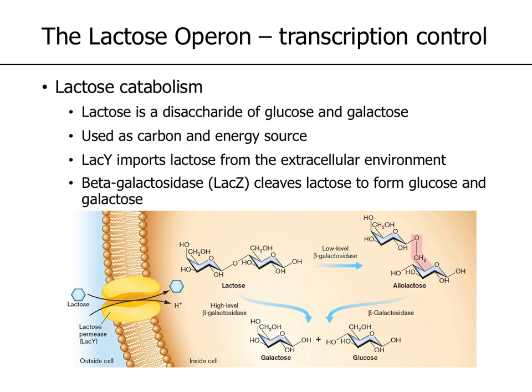In order for the cells to use it, it first needs to let it in. LacY is the membrane protein that lets in lactose. Once it's in, the cell has no real use for lactose itself. It needs to break it down, and so it has an enzyme called beta-galactosidase, which is encoded by lacZ. That can cleave lactose to get glucose and galactose, and now the cells can use the glucose and it's ready to go.